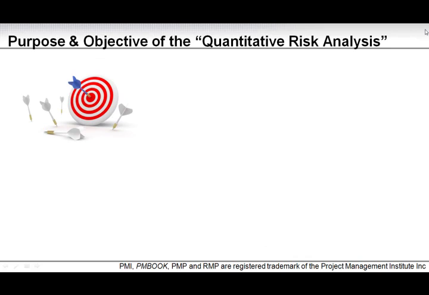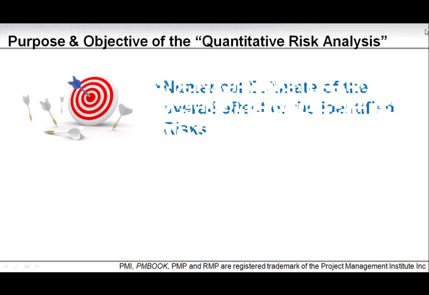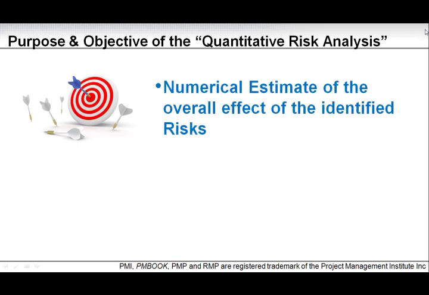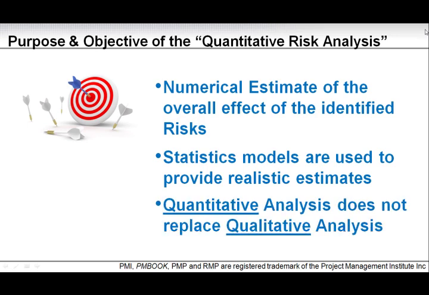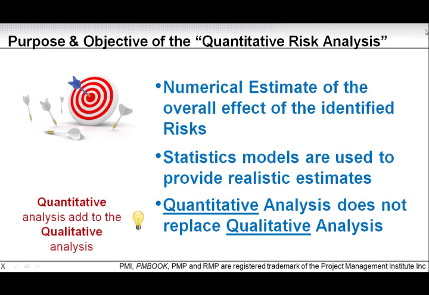So let's first look at the purpose and objective of the quantitative risk analysis process. First is a numerical estimate of the overall effect of the identified risks. Statistical models are used to provide realistic estimates. Quantitative analysis does not replace qualitative analysis. And to further stress this, the quantitative analysis adds to the qualitative analysis.